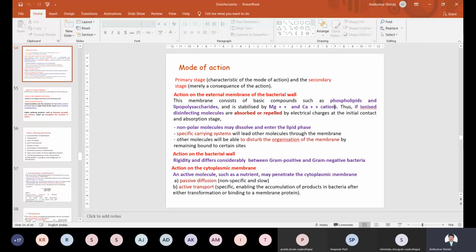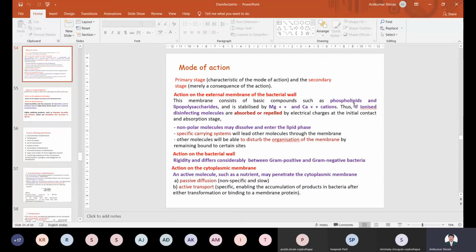What if I use a disinfecting solution? The disinfecting solution acts on the bacterial cell wall, right? After acting on the bacterial cell wall, it is absorbed on the bacterial cell wall. After absorption, it can destroy the cell membrane.